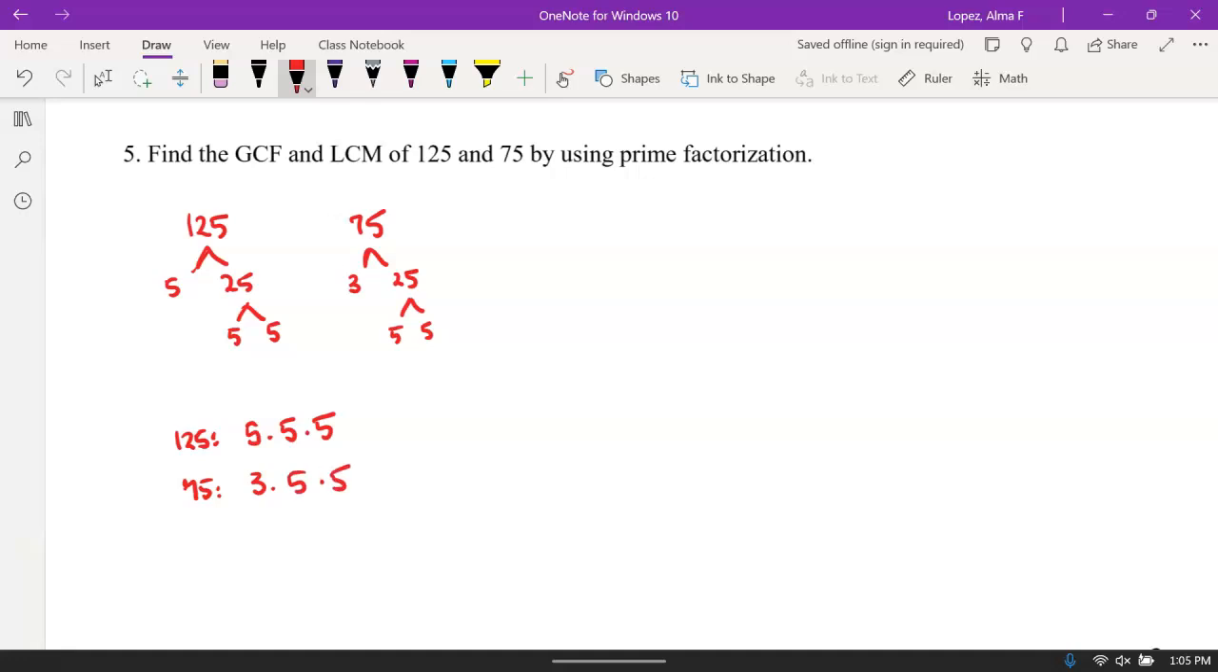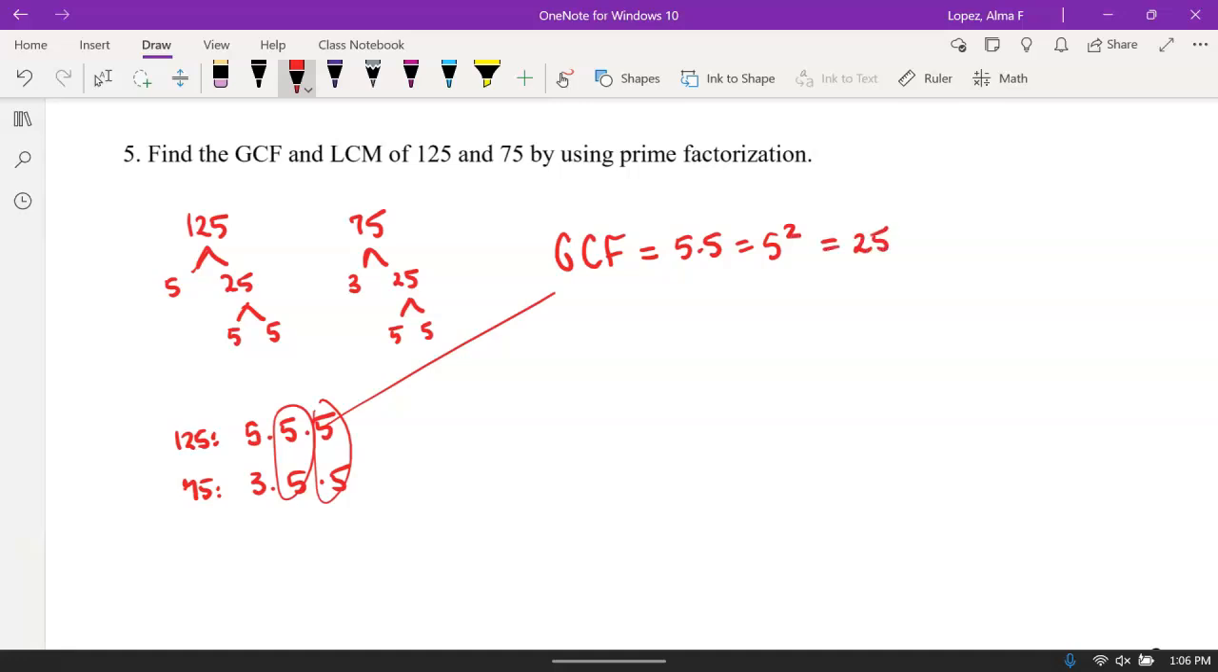So now when I'm looking for first the greatest common factor, everything that they have in common, well, they have a couple of 5s in common, don't they? So 5 times 5 or 5 squared, which is 25, and that's the greatest common factor of 125 and 75.